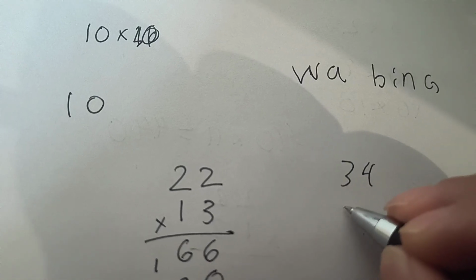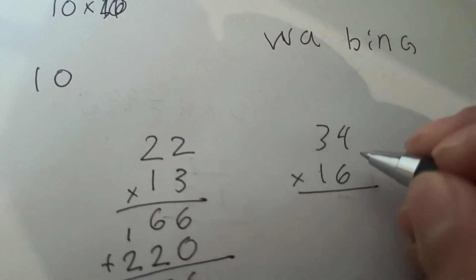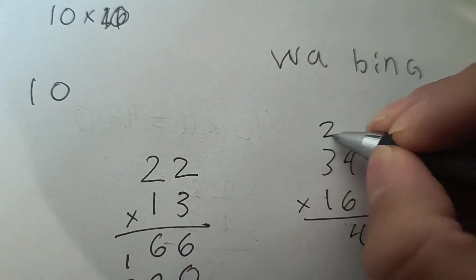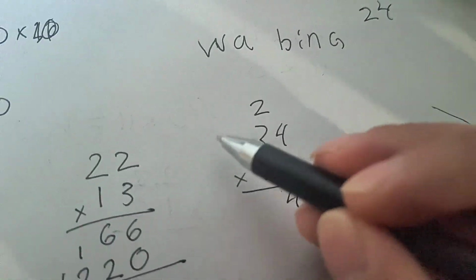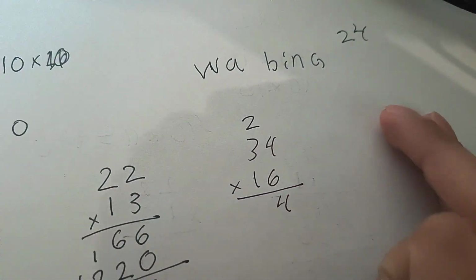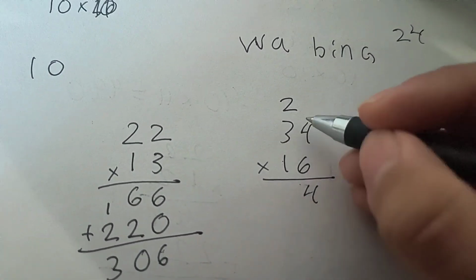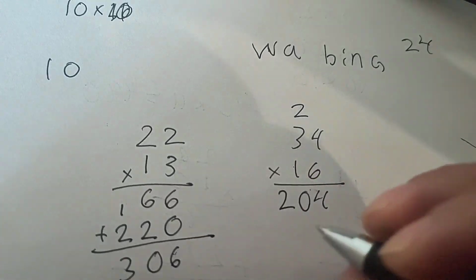Okay, what about 34 times 16? 6 times 4 is 24. We bring the 2 in 24 over here. Okay, then we multiply 6 times 3, which is 18. But we have to add that 2 to the 18, so we get 20.